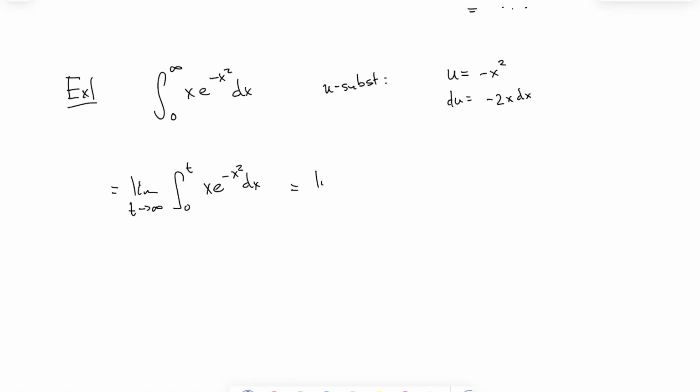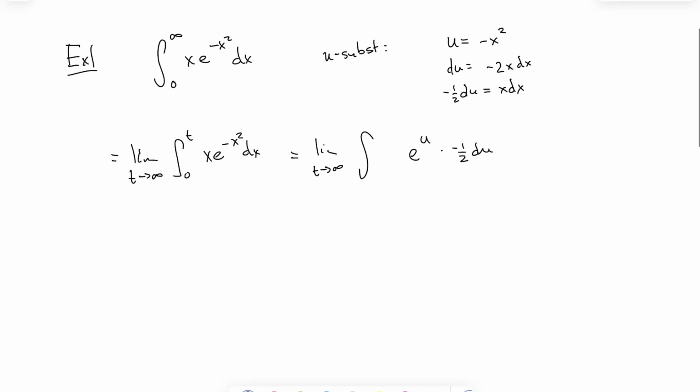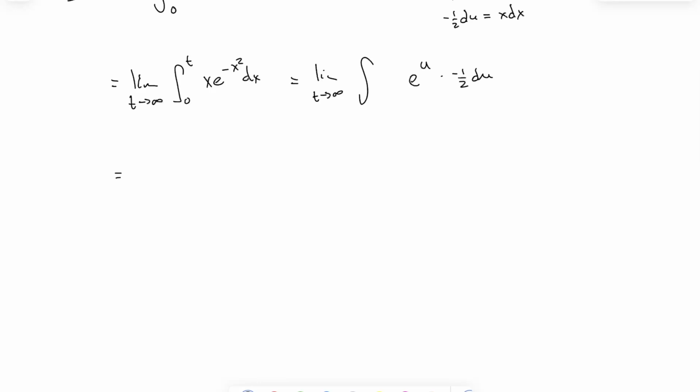So when we do the substitution, this becomes the integral of e to the u, and then that x and dx, we divide the constant over here. This is a straightforward U substitution. This is e to the u inside the integral, and also x times dx, but x times dx right here is negative a half du. So this is e to the u times negative a half du. And there are boundary values of 0 and t, but those are boundary values for x, so I don't want to bother finding the corresponding boundary values for u.